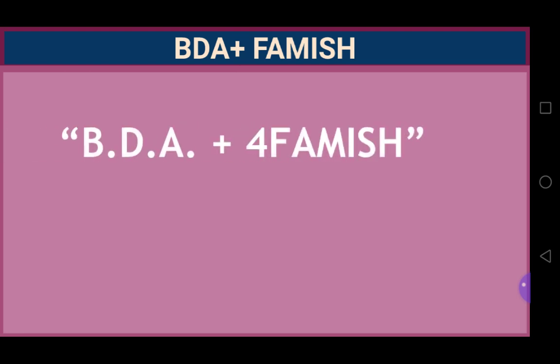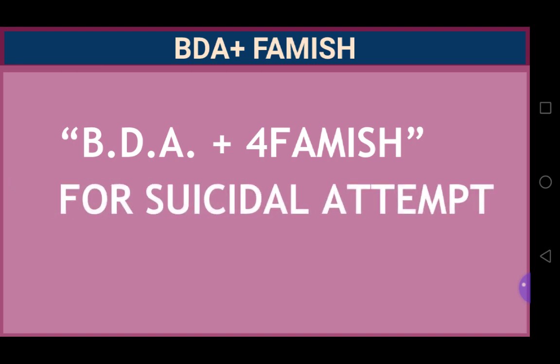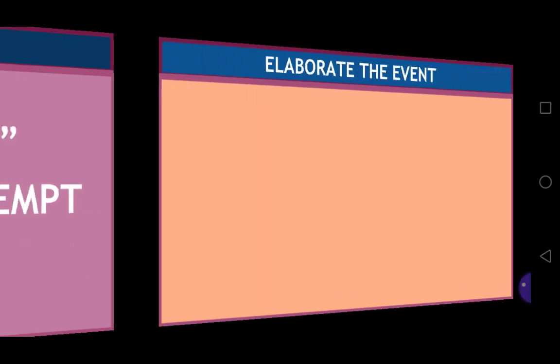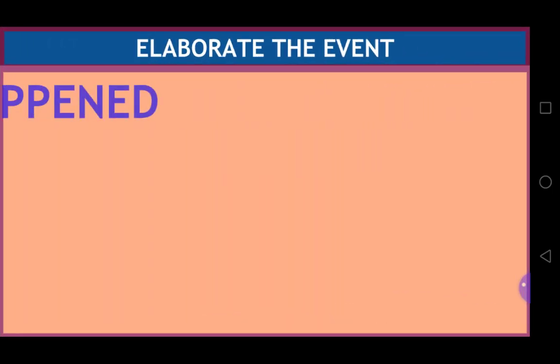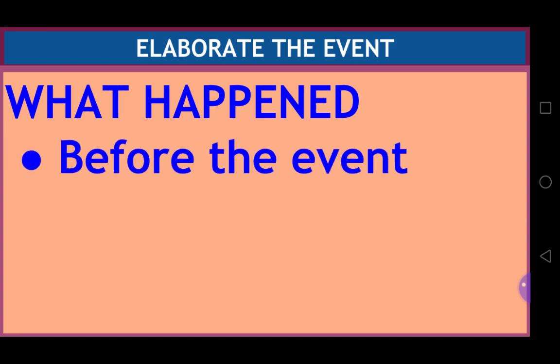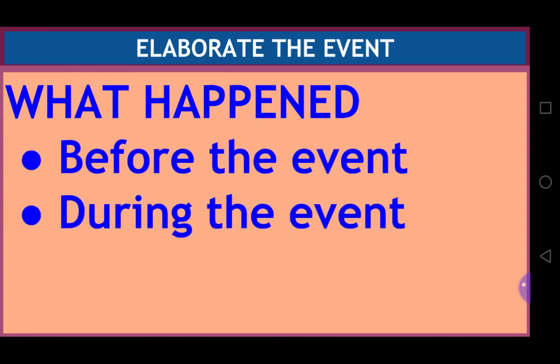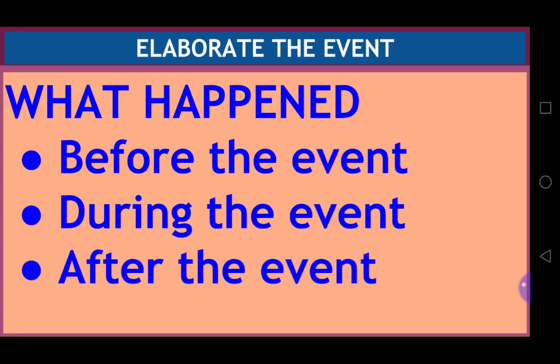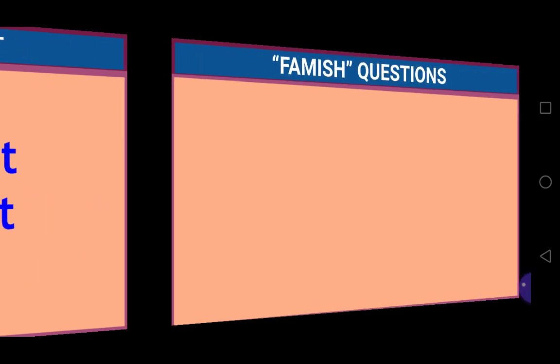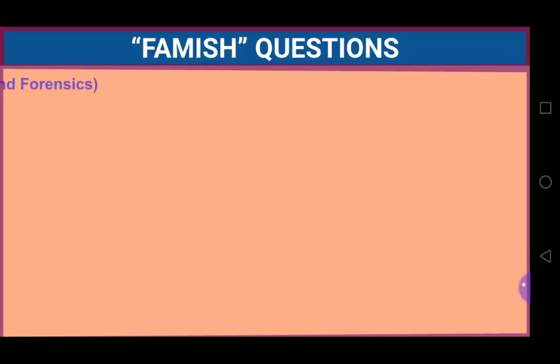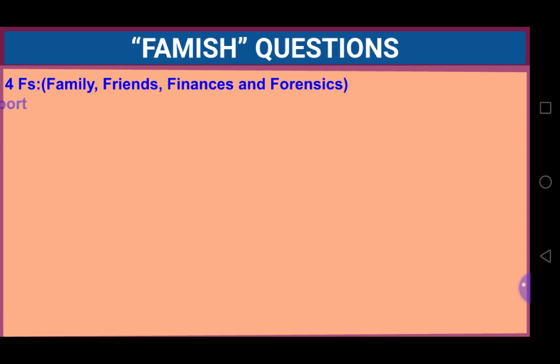Another mnemonic, BDA plus 4F AMSHIT. This is for scenarios where the patient has attempted self-harm or suicide. What is BDA? BDA is for elaborating the actual event. So B is for what happened before the event. D is for what happened during the event. And A is for what happened after the event. So BDA. And what is 4F? 4F is family, friends, finances, and forensics.